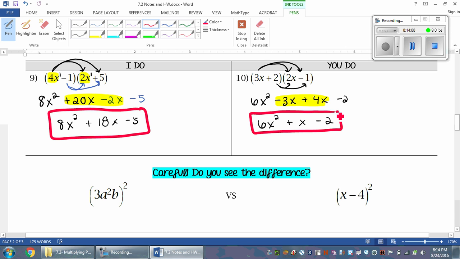All right, the final simplified answer is 6x squared plus x minus 2. I got that by 3x times 2x, that's 6x squared. 3x times negative 1, that's just negative 3x. Then you're going to go ahead and distribute the 2. 2 times 2x is positive 4x, and then 2 times negative 1 is negative 2. When I go ahead and combine my middle terms, negative 3x plus 4x is positive 1x. But I don't need that 1 right there.